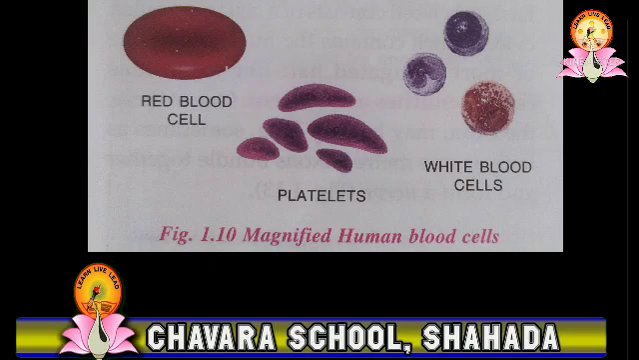Second type of corpuscle is WBC. WBC or white blood cells are also known as leukocytes. They are colorless and they do not have hemoglobin pigments in them. They are much larger than RBC and platelets. They have a very distinct and characteristic nucleus in them.